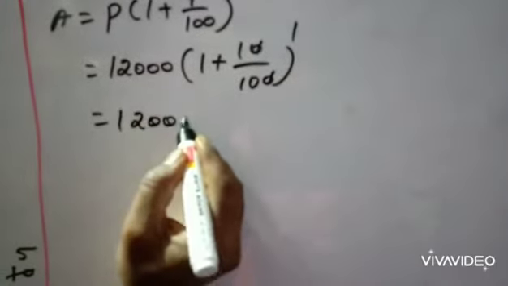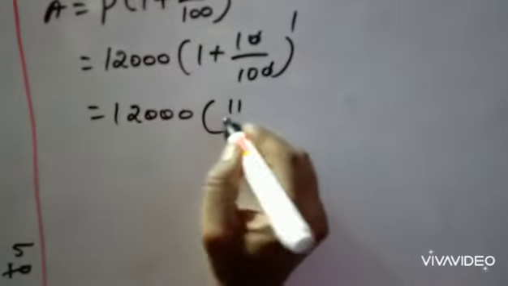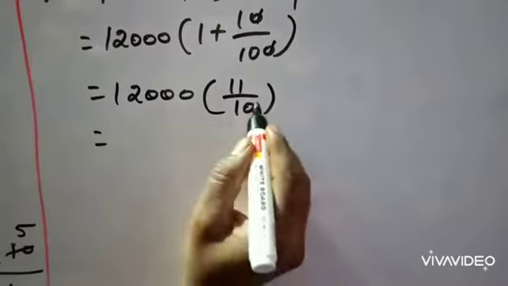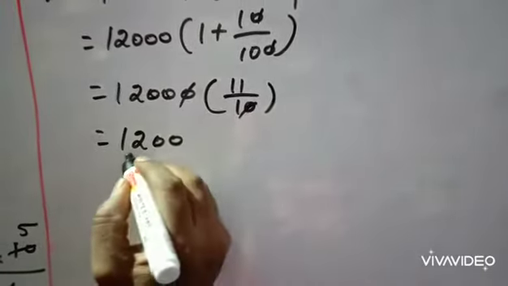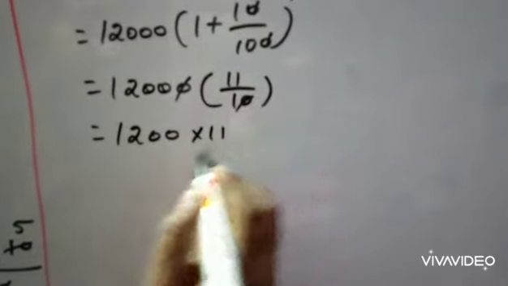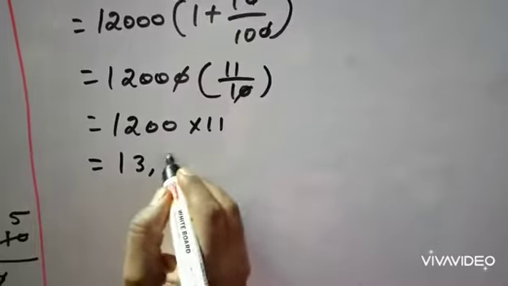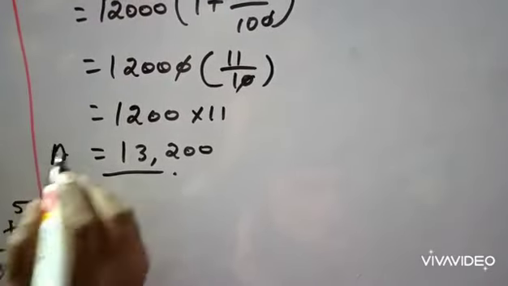We can remove this 0. So 12,000 into, taking LCM 10, 10 plus 1, 11 by 10. So now this 0 cancels. 1200 into 11 equal to 13,200. This is the amount for the first year.